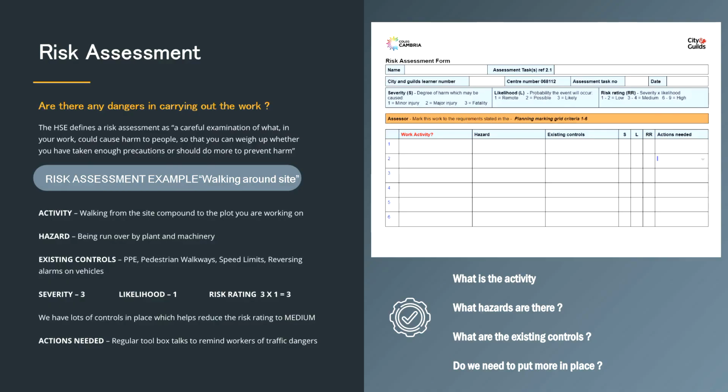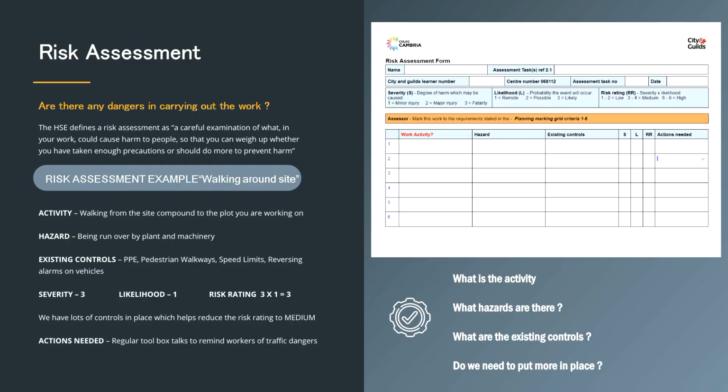So the activity, that's walking from the site compound to the plot you're working on. We've got to look at the hazards. The hazard is being run over by plant and machinery. So then we've got to look at our existing controls. So what do we do to protect ourselves at the moment? We wear PPE, a high-vis vest. We walk down the pedestrian walkways, which separates us from the traffic. We should have speed limits on site and reversing alarms on things like forklifts and lorries.